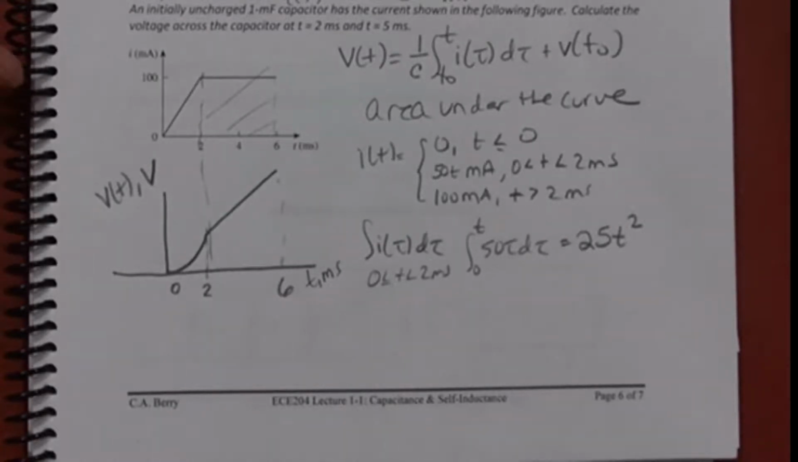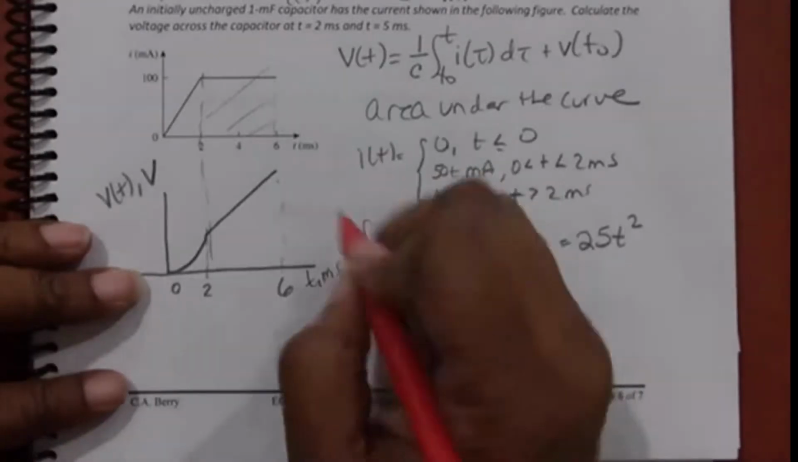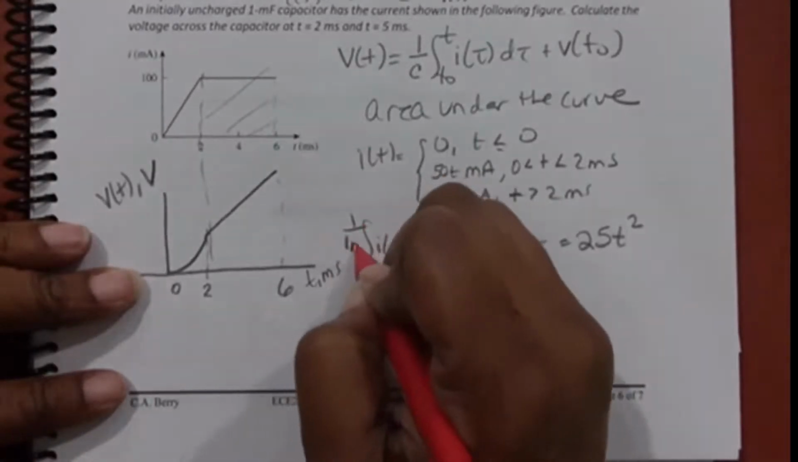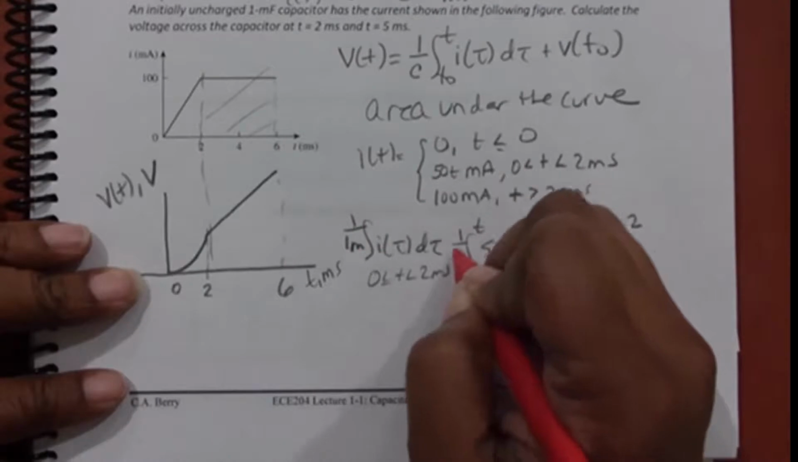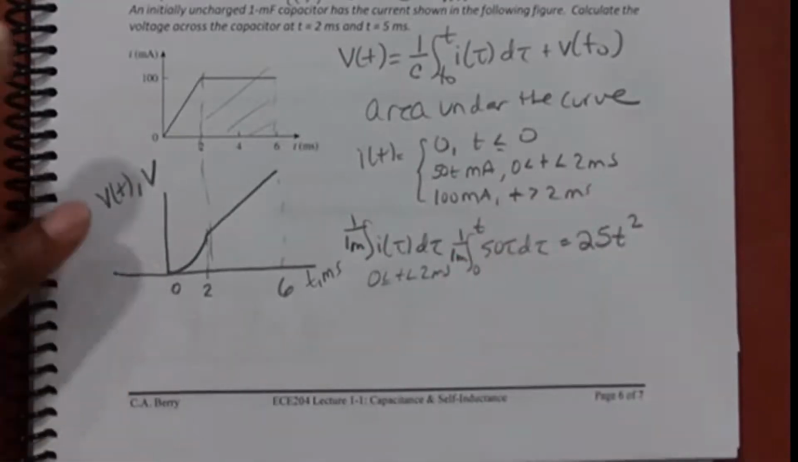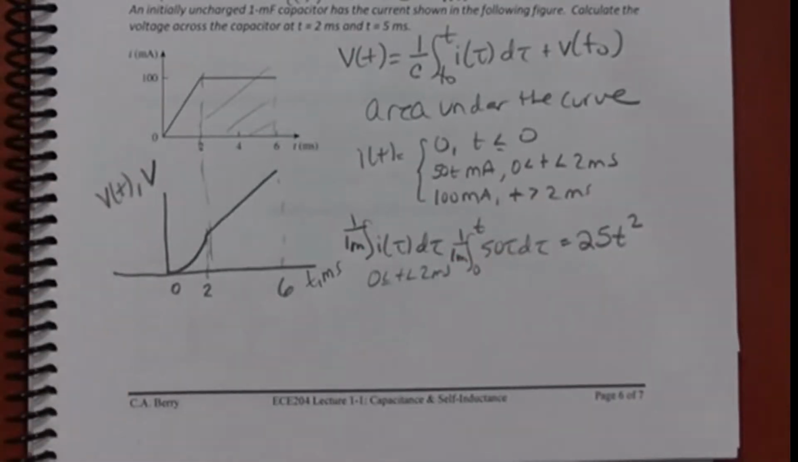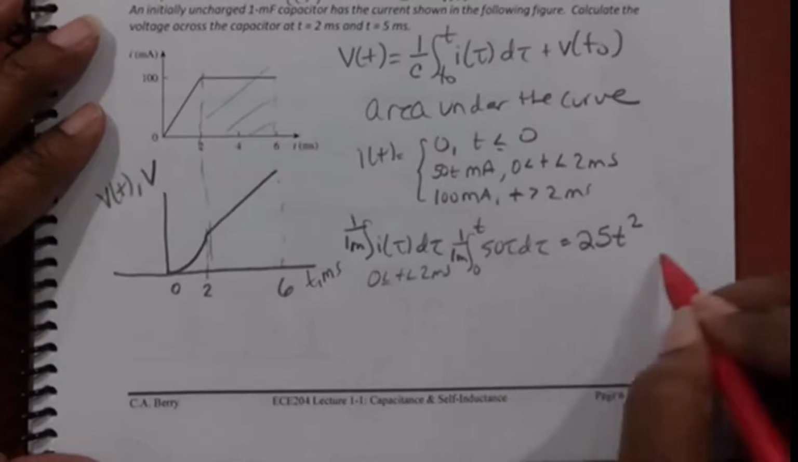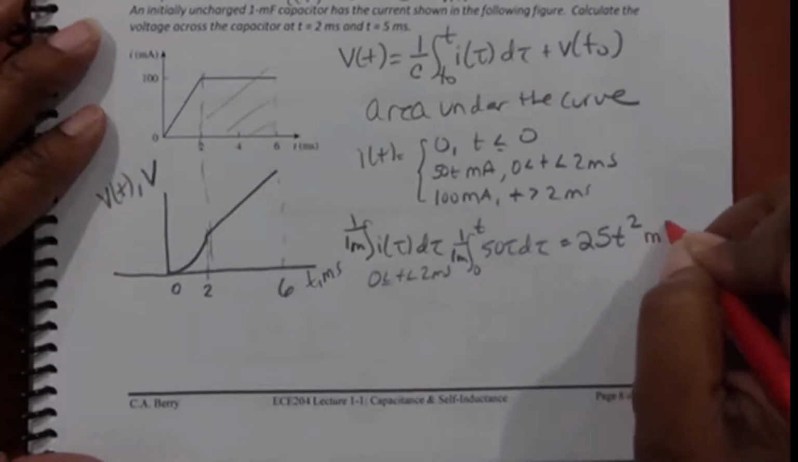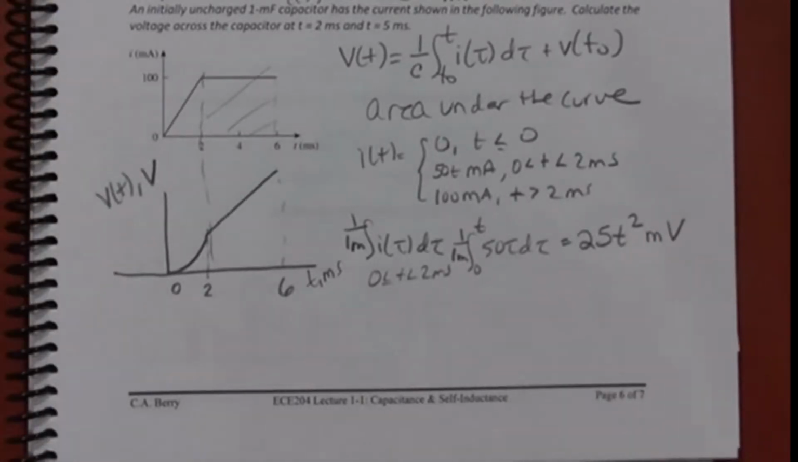25t squared. But then I need to divide it by 1 milli to make the voltage, so I'm going to have 25t squared. And that's going to be in milli. So this is going to be millivolts. So between 0 and 2 milliseconds, 25t squared millivolts.